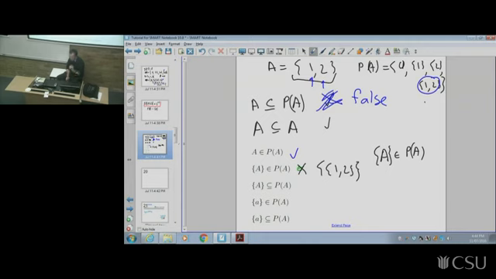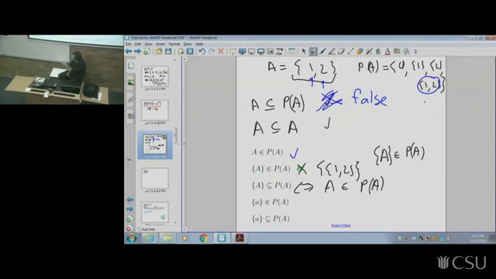So what does it mean to be a subset? If this is true, that would tell you that the set A is equivalent to saying that A must be in P of A. So it's the same thing. Those two are equivalent. To say one set is a subset of another means every single element in that one must be an element of the other one. So that's why they're equivalent.